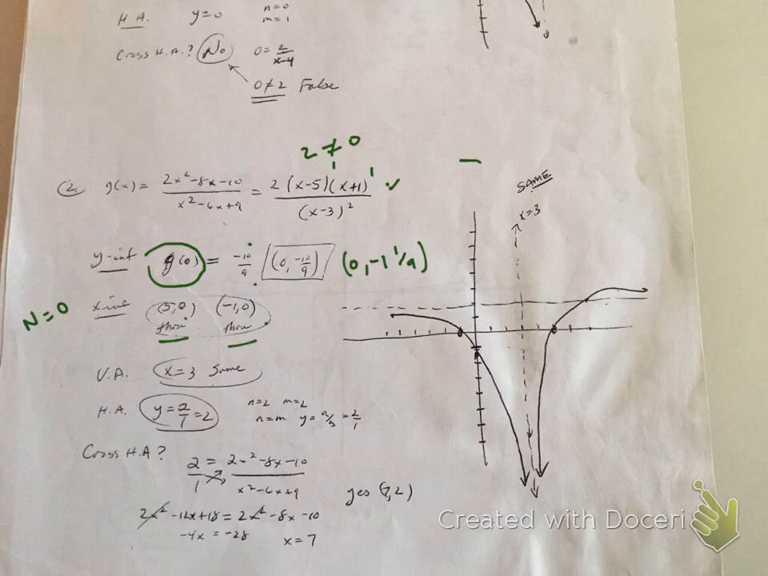Alright, so let's go to a different color, and let's talk about what's going to happen now for the vertical asymptote. Well, the vertical asymptote comes from this denominator being equal to 0. And if I solve that, x minus 3 equals 0, I get x equals 3. And what's different about this is it's going to go in the same direction.